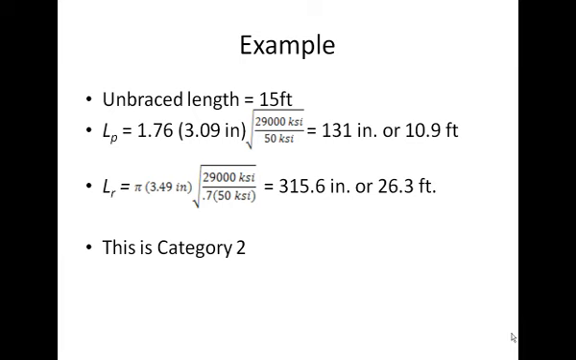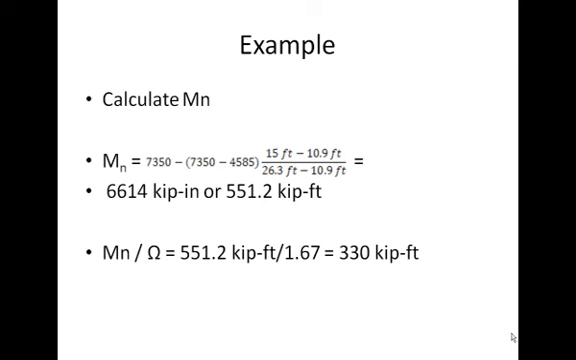But anyway, we can tell in this case, since our unbraced length is more than 10.9 feet but less than 26.3 feet, it's category 2. So then, using the category 2 formula for MN, we'll find out that MN is 551.2 foot kips. Since we're doing an ASD problem, we'll take MN and divide it by our safety factor, 1.67. That yields a design moment capacity of approximately 330 foot kips.